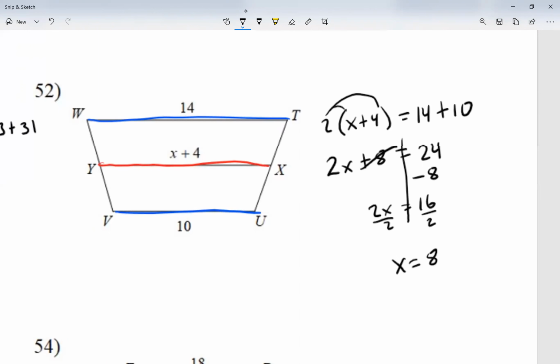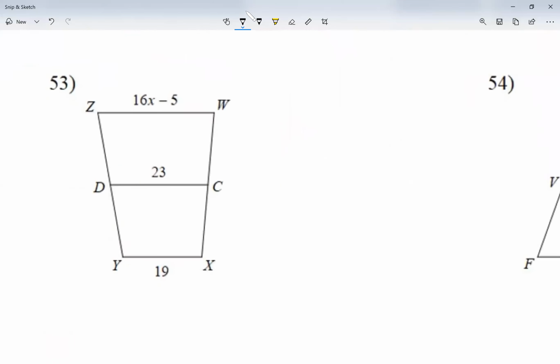Now, I don't want you to think that x is always in the median. Let's take a look at number 53. The median is 23. The x is not always in the median. The median is 23. So in this case, the two sides that are parallel to the median is the side CW and the side YX.